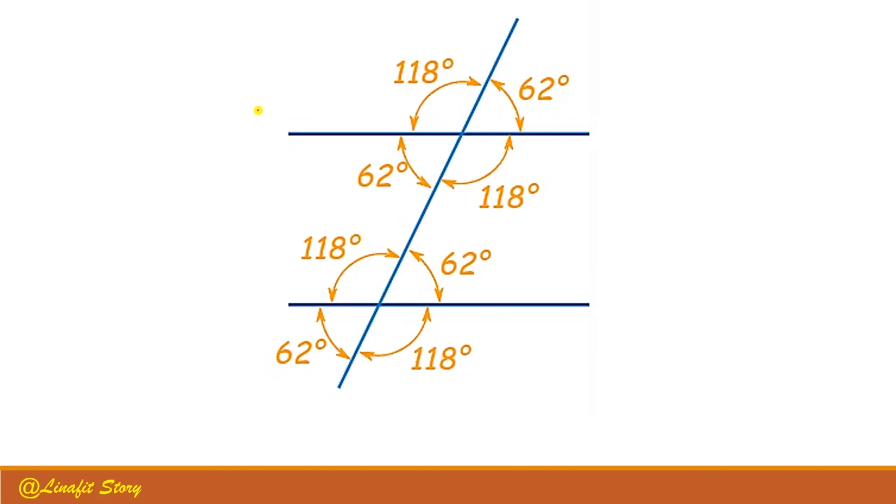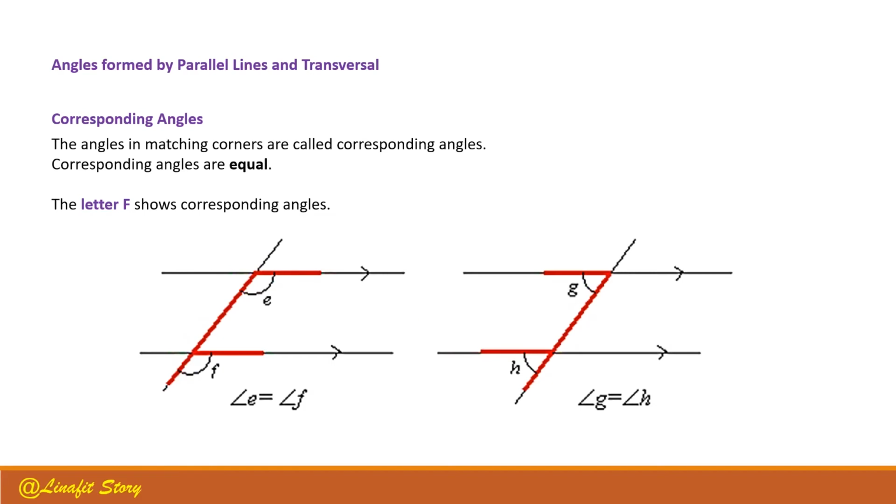When parallel lines get crossed by a transversal, many angles are the same. For example, as you can see here, this is vertically opposite angle. This is 180, this is also 180. This is 62, this is also 62. Angles formed by parallel lines and transversal.